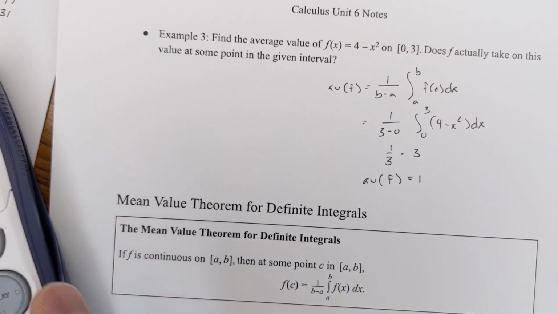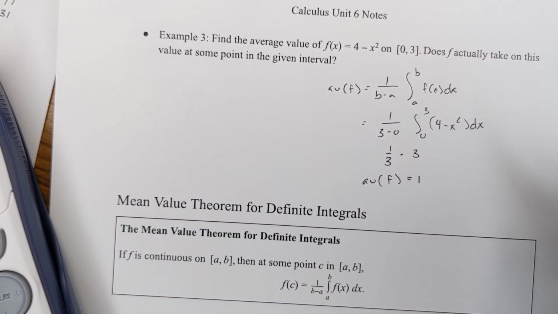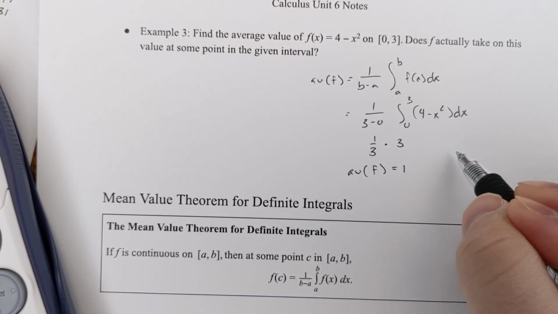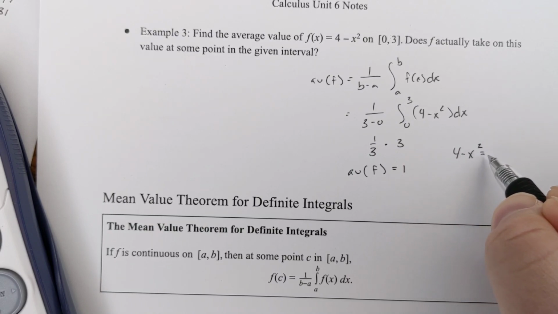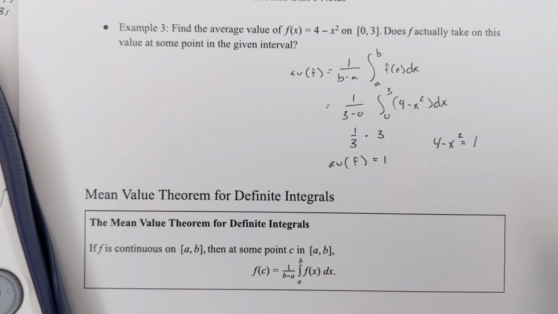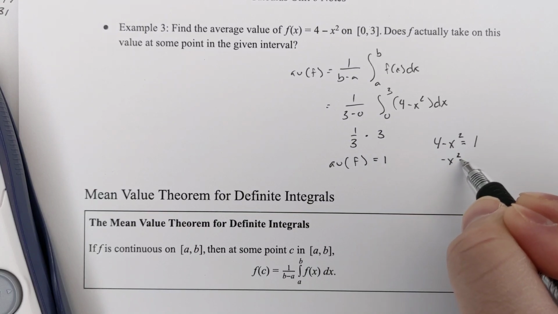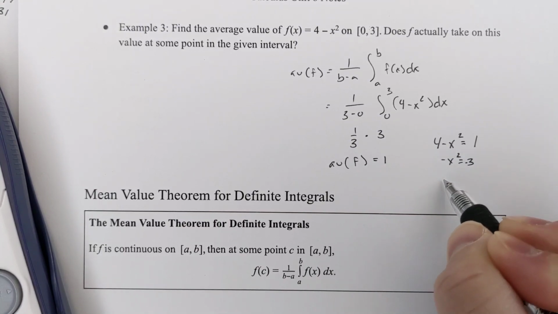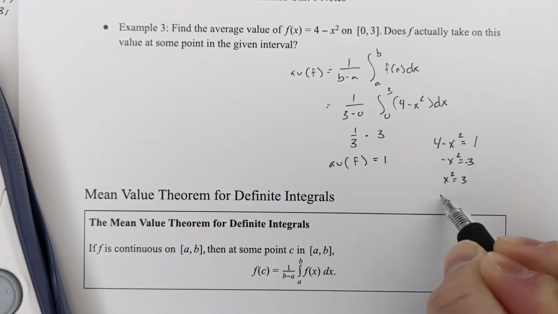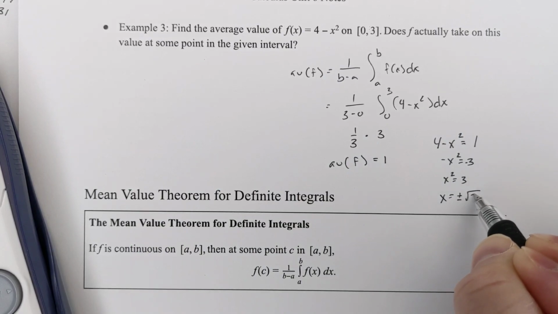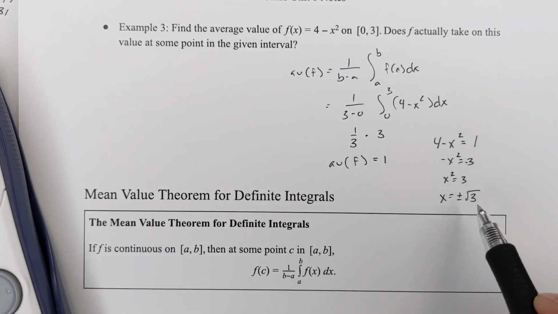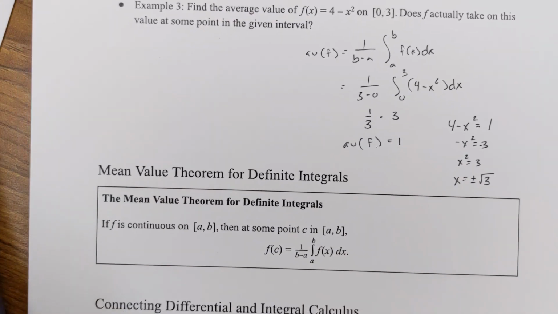So does f actually take on this value at some point in the given interval? Well, to answer that, we just set our function equal to 1 and solve. So negative x squared is equal to negative 3. X squared is equal to 3. So it actually occurs twice at positive and negative root 3. So there's 2 places the function takes its average value.